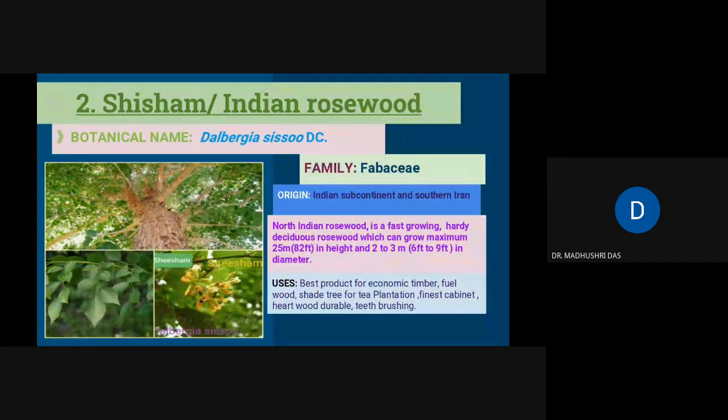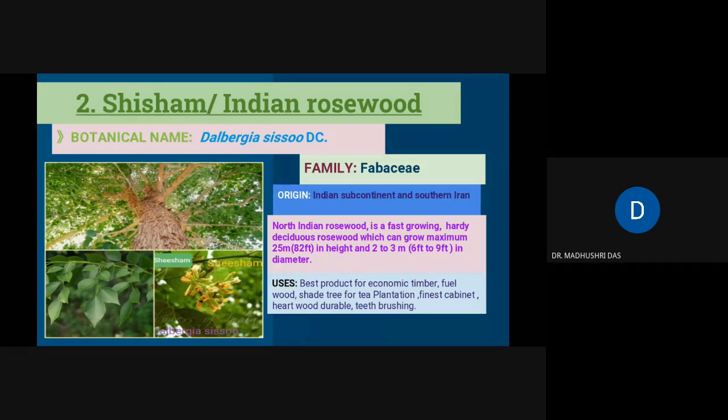Second is the Dalbergia sissoo, which is commonly known as sheesham or Indian rosewood. It belongs to the family Fabaceae. It is native to the Indian subcontinent and southern Iran. This rosewood is a fast-growing and hardy deciduous tree, which can grow a maximum of 25 meters in height, and its diameter ranges between 2 to 3 meters.